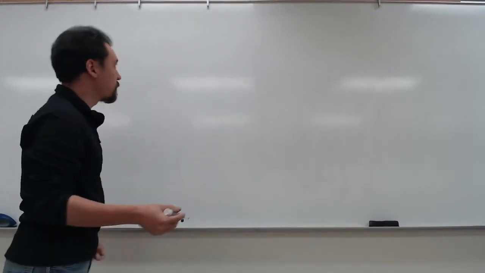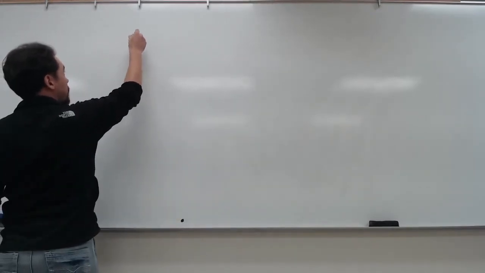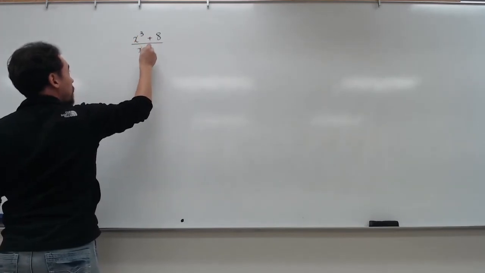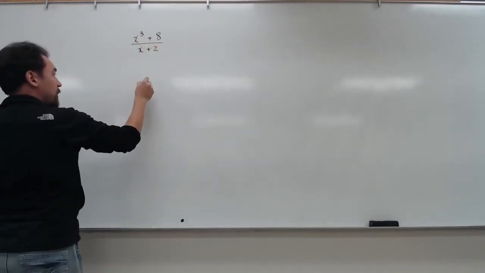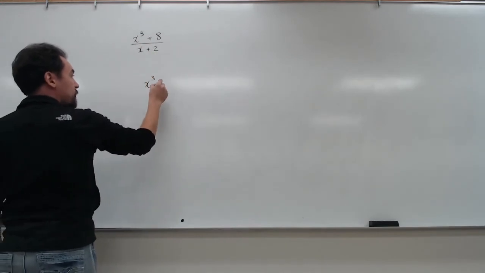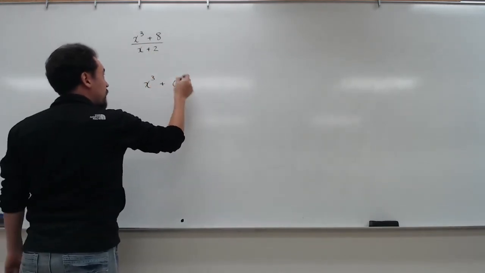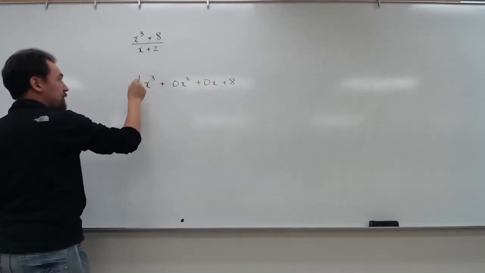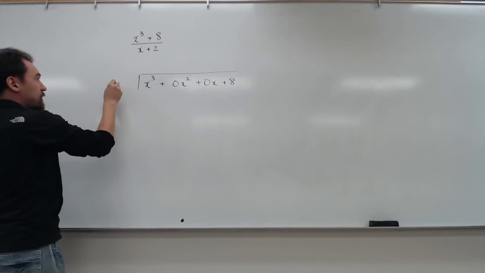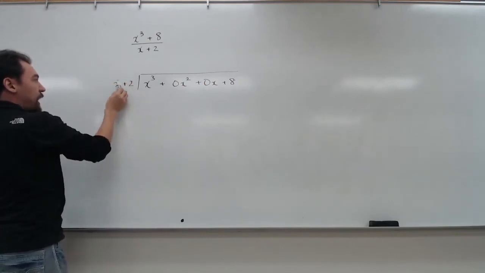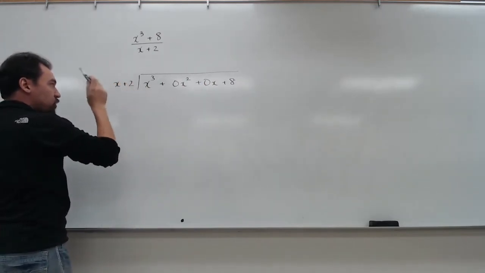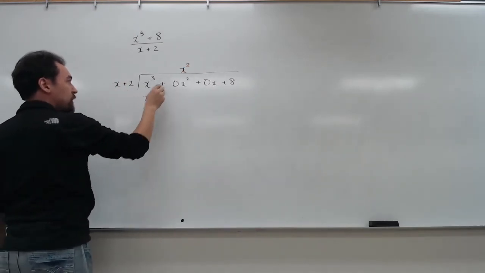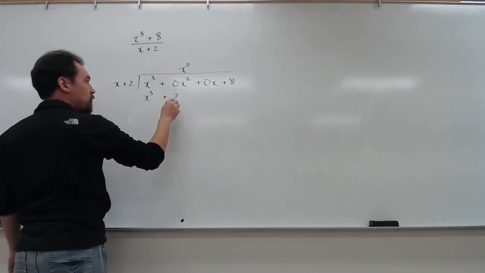Let's do another example with some new behavior. Here comes x cubed plus 8 divided by x plus 2. So setting it up, we notice there's no x squared term, so we'll leave a 0x squared. There's no x term, so we'll leave a 0x, and we'll put a plus 8 at the back. This we're dividing by x plus 2. So x goes into x cubed, x squared times. X squared times x is x cubed. X squared times 2 is 2x squared.